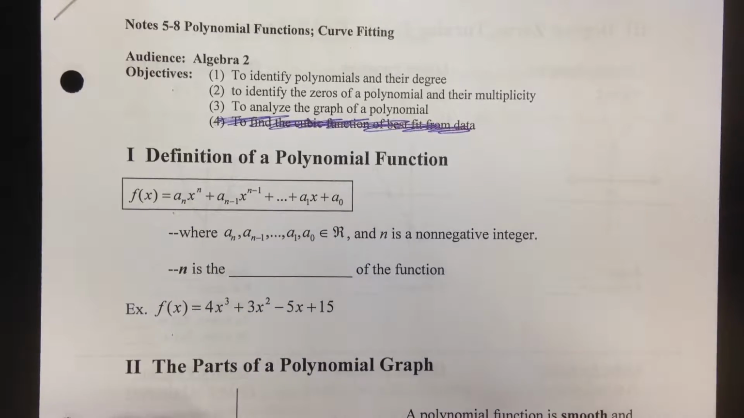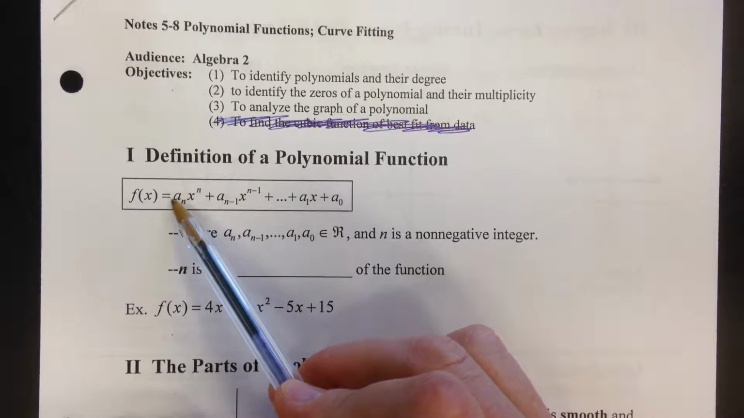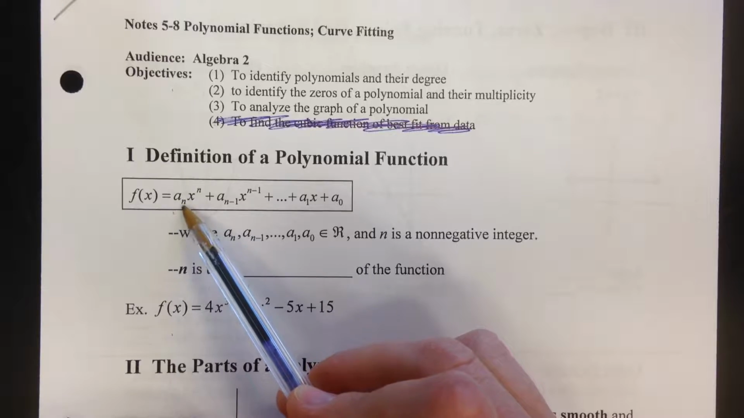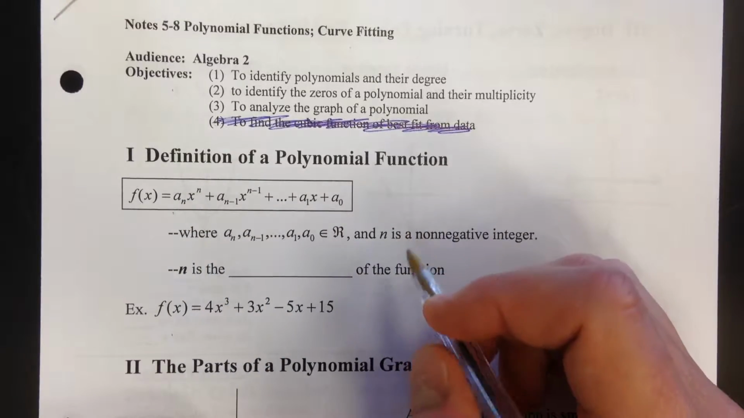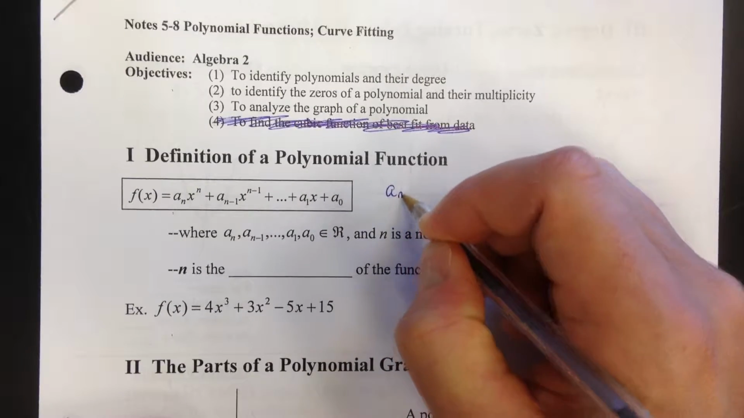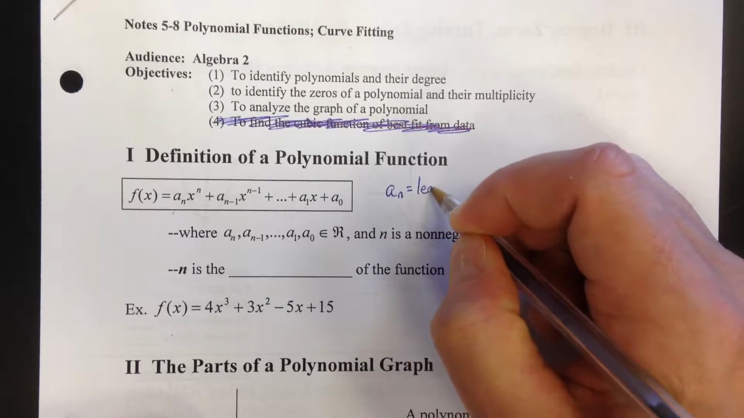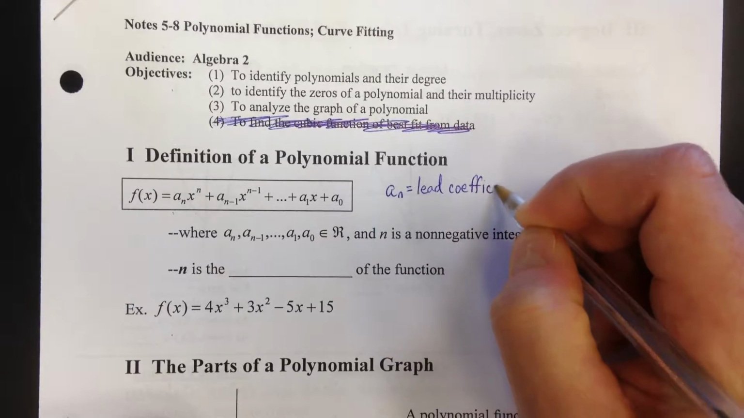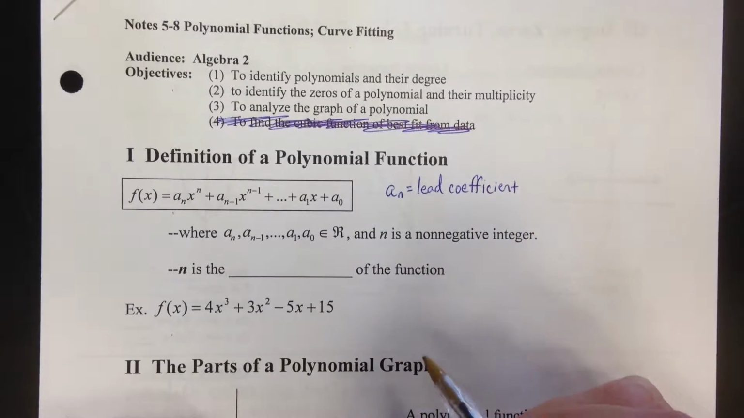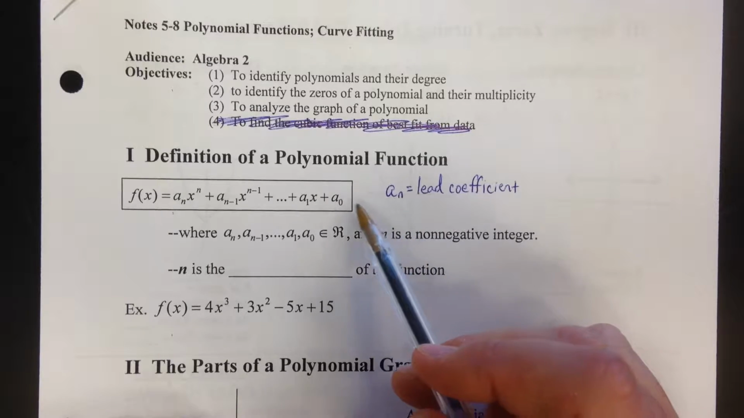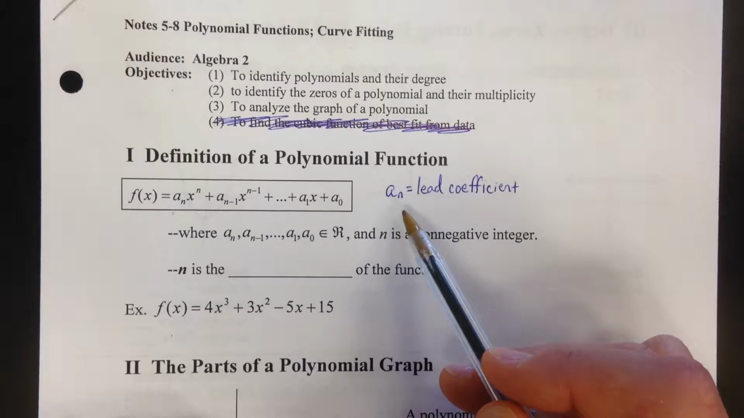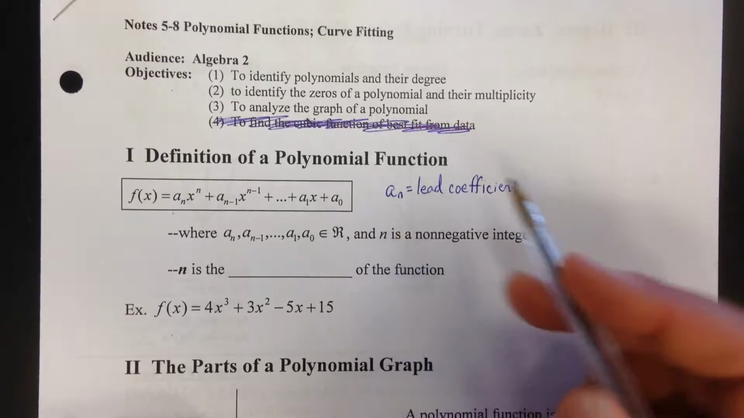So the thing to remember is that the a's are the coefficients. Those are just numbers. A sub n is just the nth term. In this case, we will define a sub n as the lead coefficient. The lead coefficient. That's going to be really important. Now, you're going to have all kinds of numbers and exponents, but a sub n is going to tell you quite a bit.